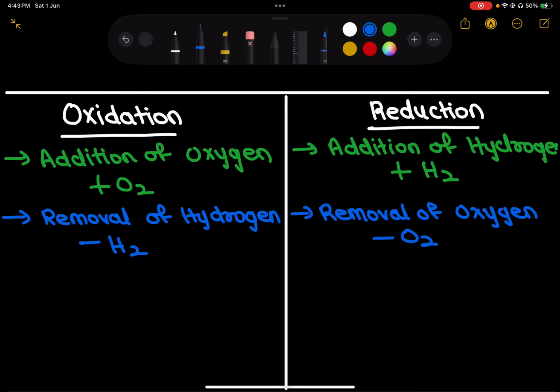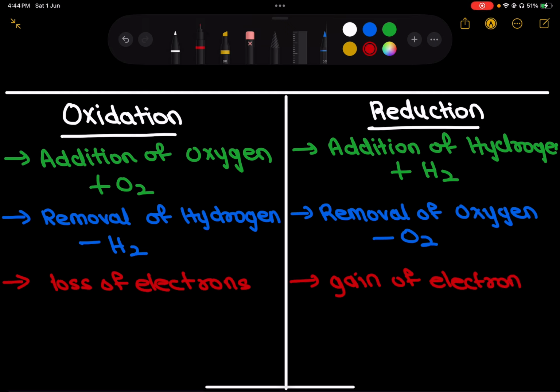Now we are going to see the electronic concept. Okay, electronic concept. How does this work? Well, this is one of the most important concepts here. So we have oxidation is loss of electrons. Loss of electrons is oxidation. Gain of electrons is reduction.